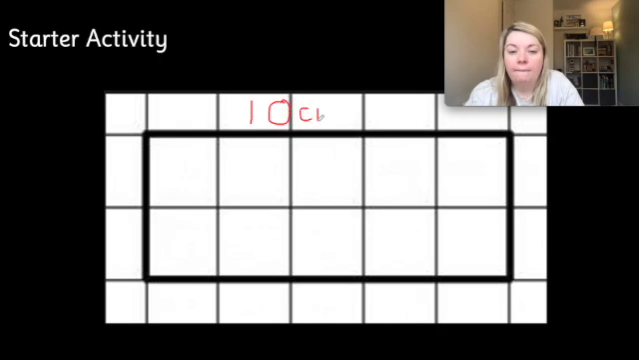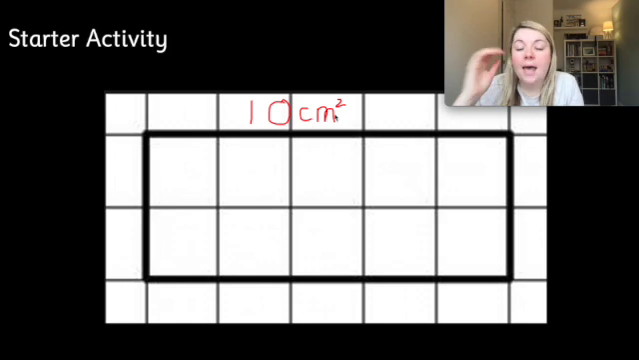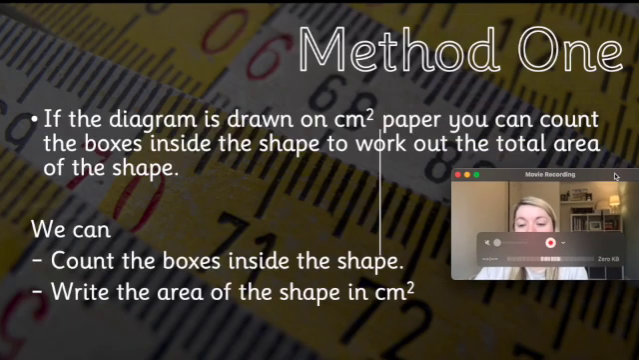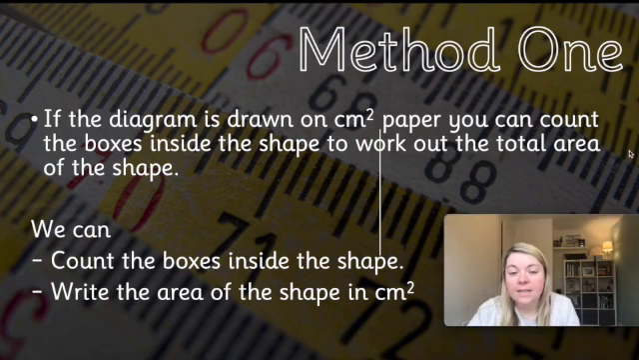centimetres squared. Remember, my squared is just a little number 2 above the, so 10 centimetres squared, because there's 10 full boxes inside this shape. So, strategy 1. If the diagram or the shape is drawn on centimetres squared paper, you can count the boxes inside the shape to work out the total area of the shape.